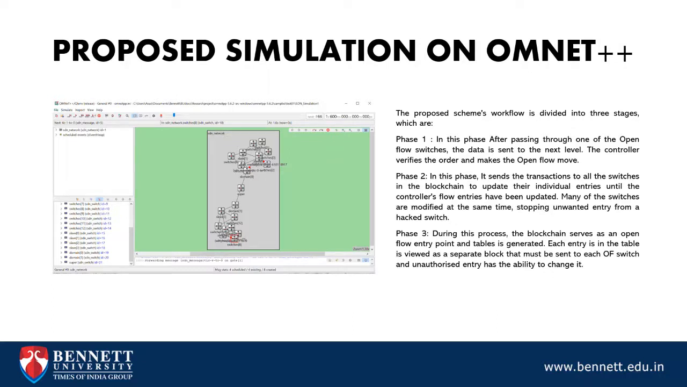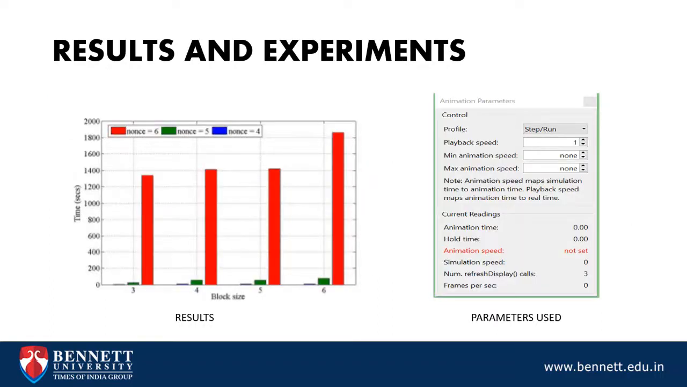Every entry in the table is also considered as a separate block, which consists of the data packets, the timestamp and the nonce, which every blockchain node in general consists of. And that is what is sent to the OpenFlow switches. And any sort of unauthorized entry has the ability to change it. So these are the results and experiments that I found on the basis of the SDN simulation that I proposed.